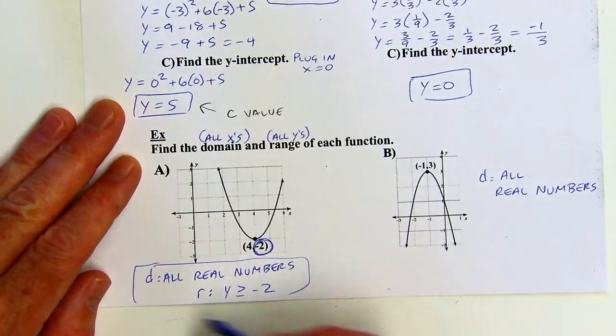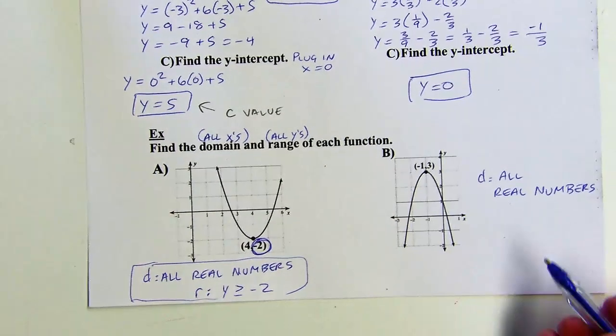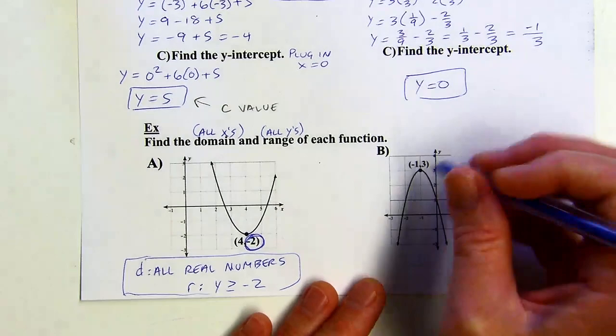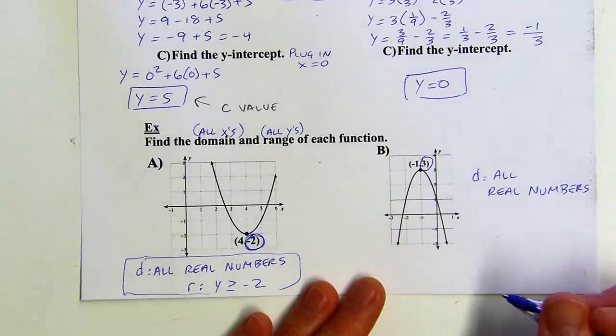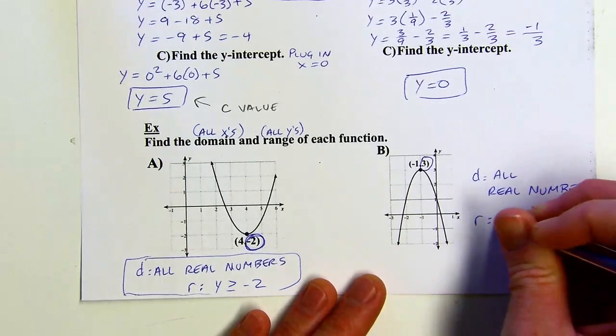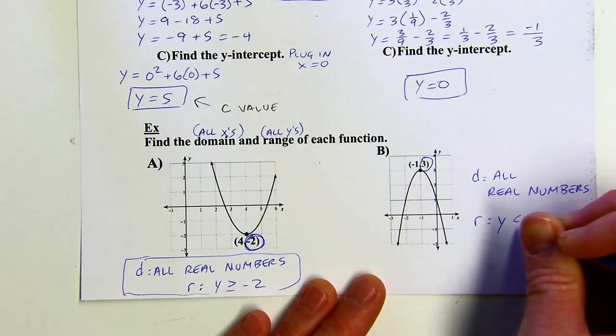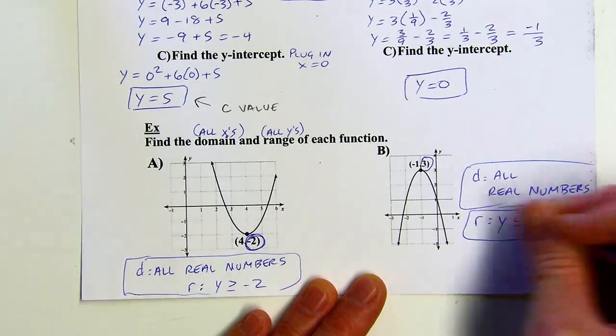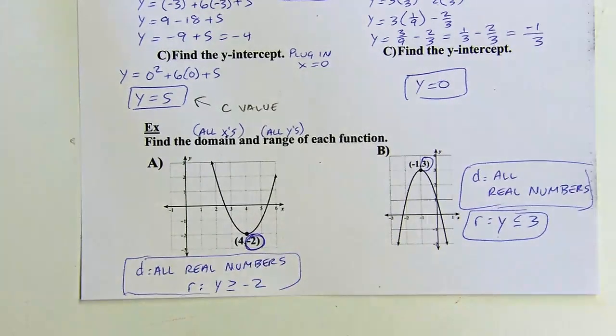Okay? All right, so on this one, when I'm looking at, hey, that's the highest point on the graph, so that means that this is my biggest y. So the y's can be 3 or anything less than that. So I'm going to say my y's are less than or equal to 3. Okay, there's my range.